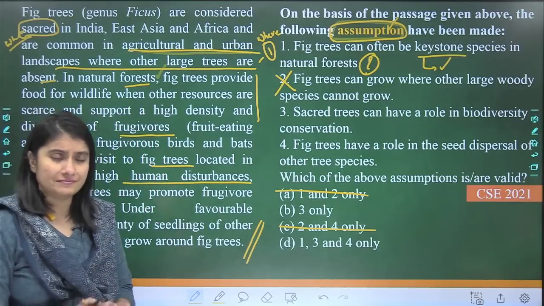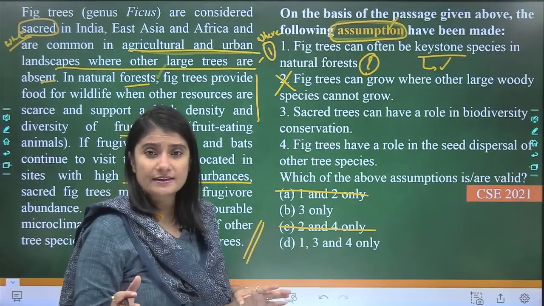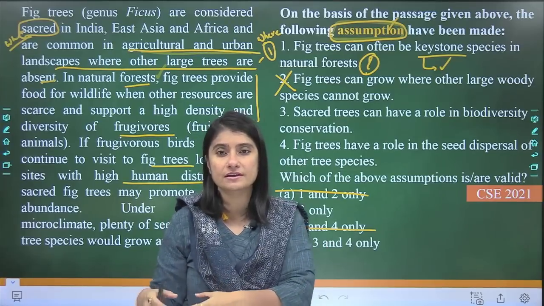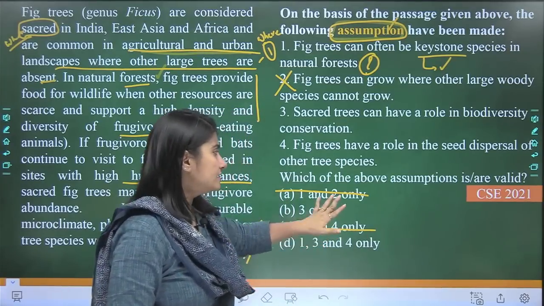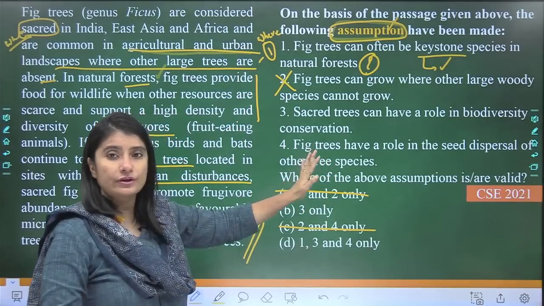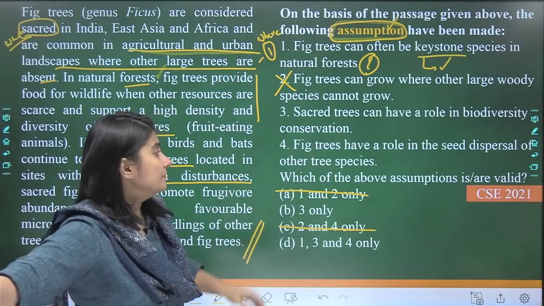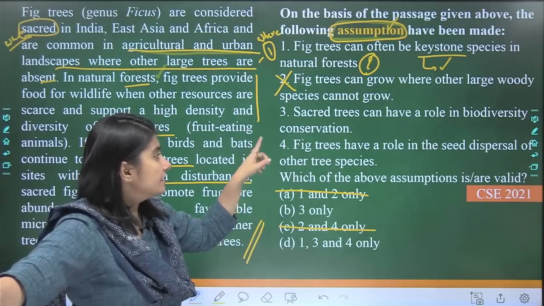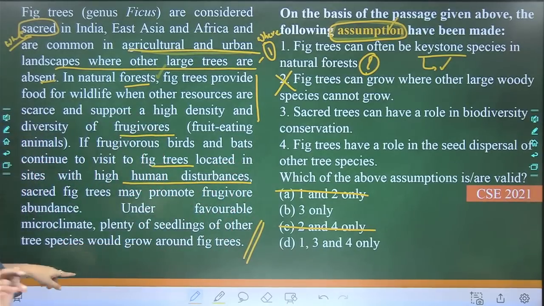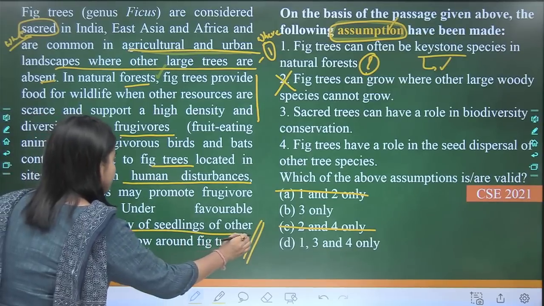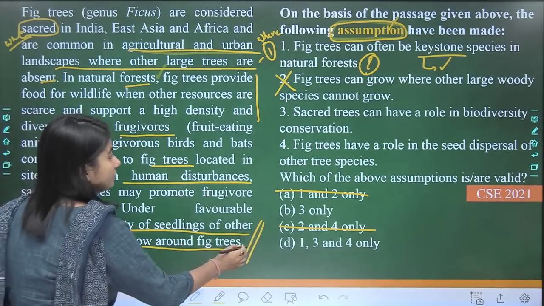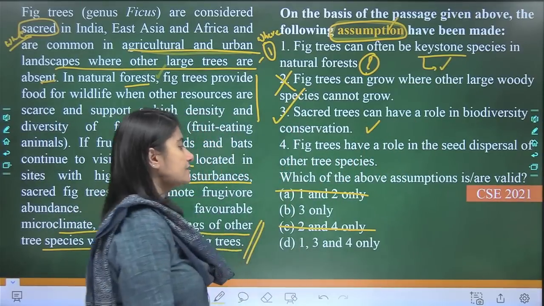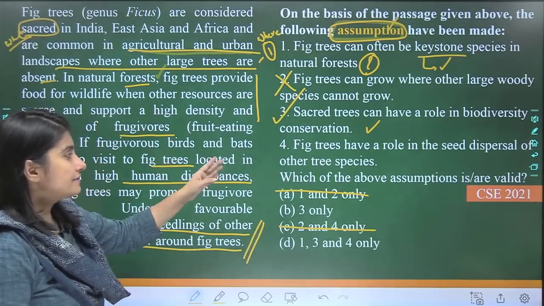Now, if in the examination you get the new type of options, like how many of these are correct, only 1, only 2, only 3, don't worry. You will not follow this step, but these steps are going to be the same. Okay, here. Sacred trees can have a role in biodiversity conservation. So what we read here is plenty of seedlings of other tree species would grow around. So yes, biodiversity, this is what we mean by biodiversity. Now our answer rests on the 4th one.